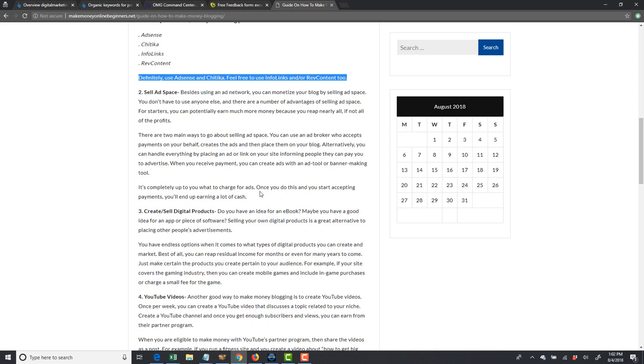So the second thing, sell ad space. All right, besides using your ad network, you can monetize your blog by selling ad space. How about that? Number three is create and sell digital products, like an ebook, software. Of course, you can do services, things like that.